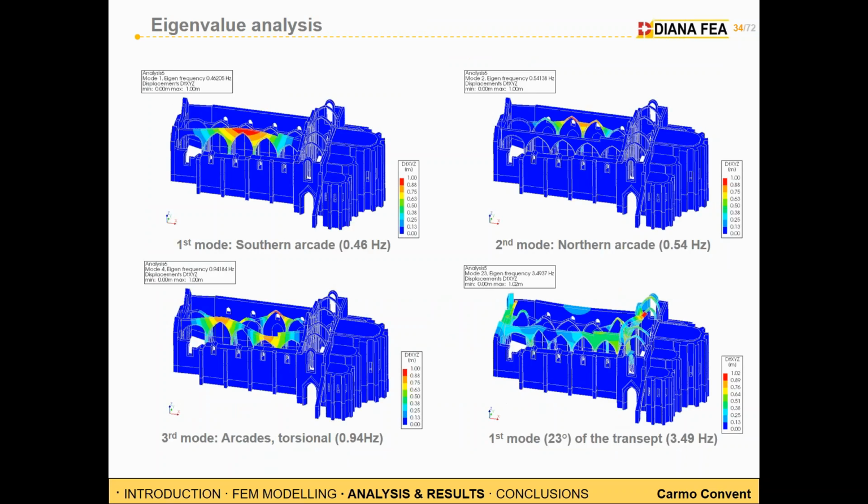For example, talking about the Carmo convent, that is a ruin, a damaged church, this procedure wasn't so easy. In fact, as you can see, the first modes are always related to the rocking of the arches. We had to reach the 23rd mode to see the first mode which starts to stimulate also the facade and the transept.